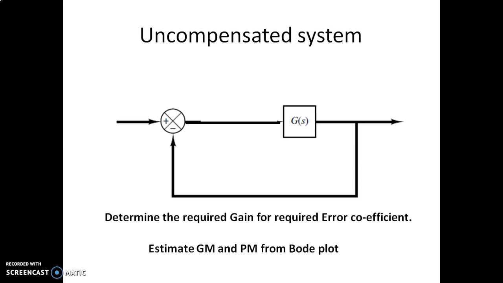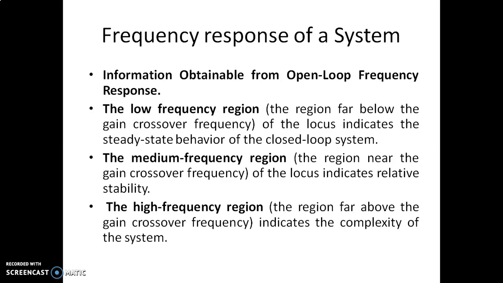This is how an uncompensated network will look like with negative feedback. With this uncompensated network, we'll find out what is the gain required to get the required error coefficient so that your steady state error is as small as possible. And then we estimate the GM and PM. If the gain margin and phase margin are not sufficient, we'll go for compensation of the system.